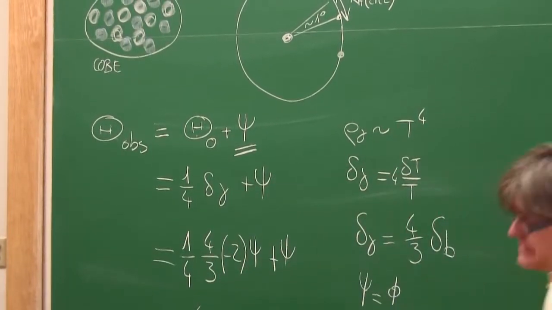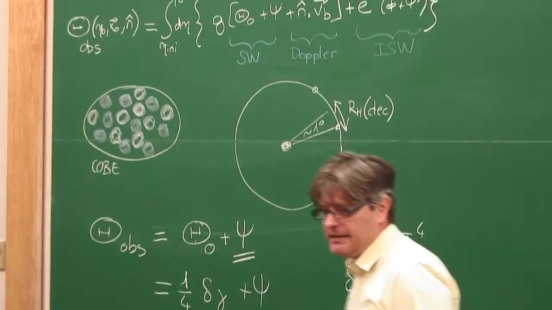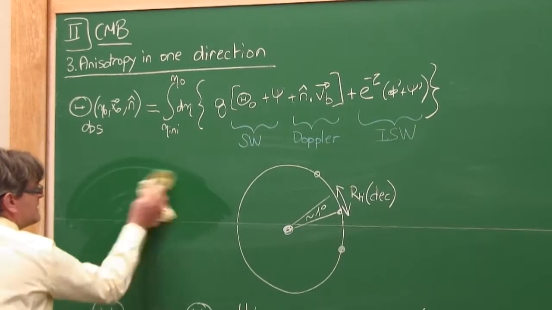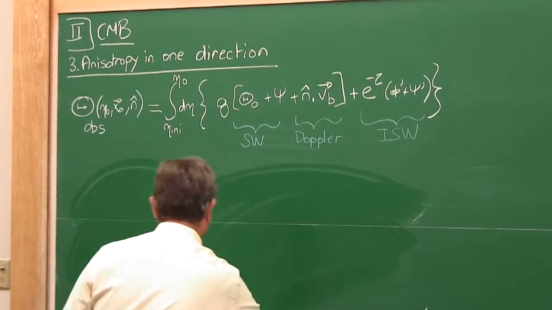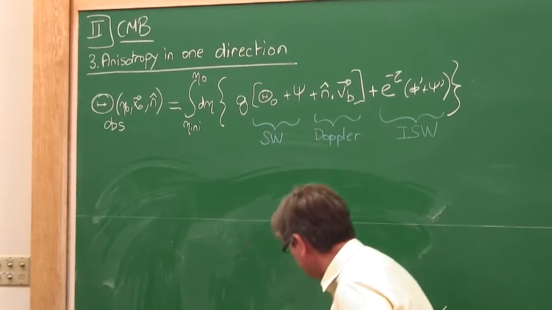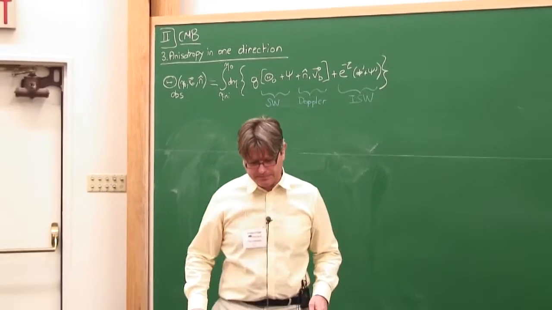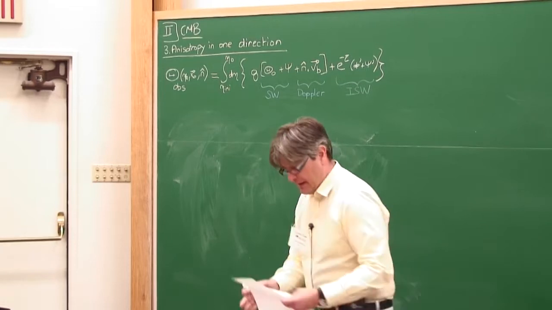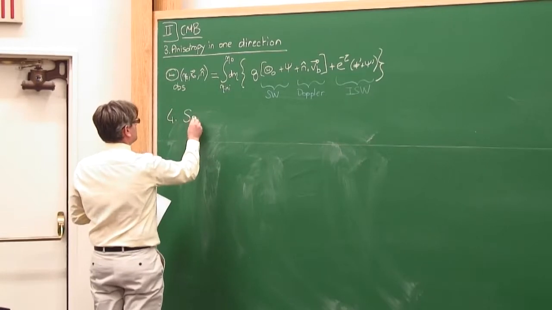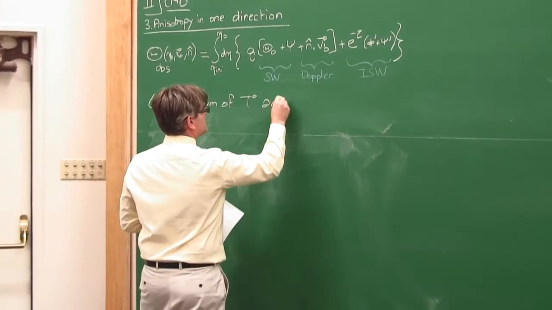Okay, so this closes section 3. And we are starting now with section 4. As I said yesterday, to motivate section 4, this formula is not very useful because we are only interested in the statistical properties of CMB maps. And so the object of interest for us is not the anisotropy in one direction, but the two-point correlation function of the map. So we start with a little bit of formalism. So this is about the spectrum of temperature anisotropies.